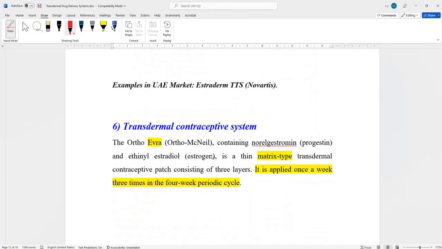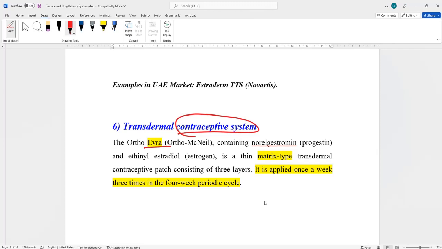The other example of transdermal drug delivery system is the contraceptive system. Contraceptive system means it's for women, married women, who do not want to be pregnant. So they want to avoid being pregnant. That's why they may use such a transdermal system. An example of that is Evra.